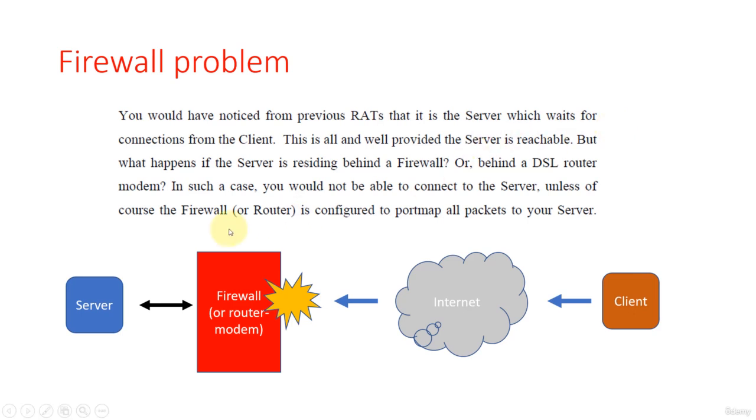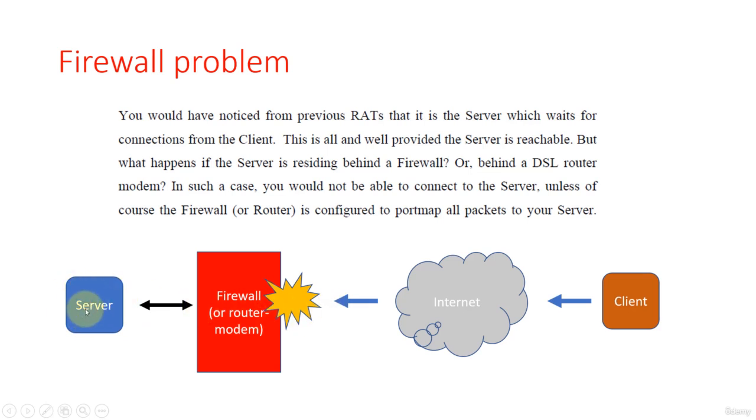So this is a typical example where we have a firewall or a router modem that sits in between the server and the client on the internet. The server can go out to the internet, no problem, because a firewall normally will allow that. But other machines on the internet will not be able to go through the firewall or the router in order to reach the server. So this is a problem.